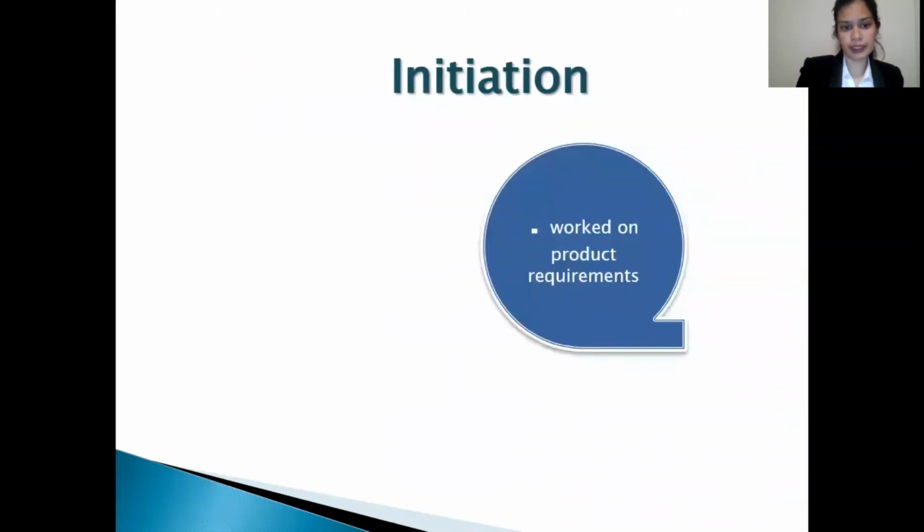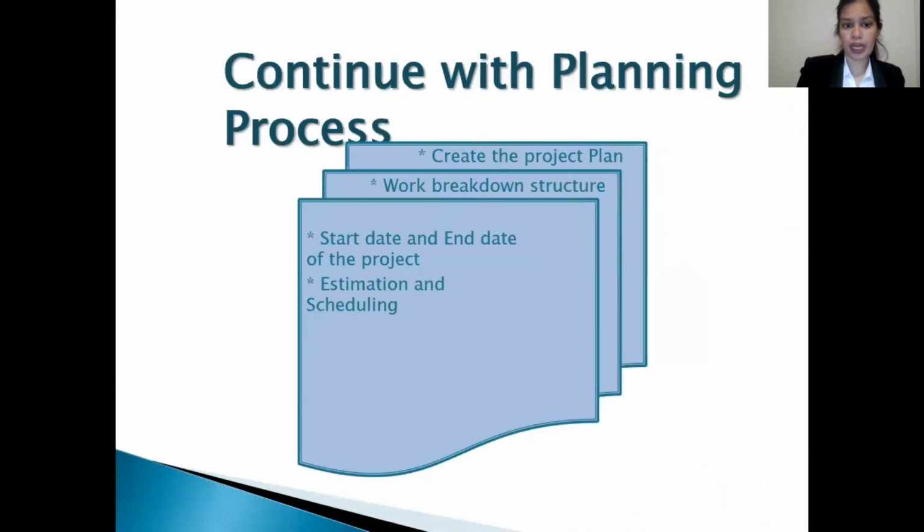Moving to the next slide, the first step was the initiation, in which the product requirements were understood and worked on. Now, continuing with the planning process, the next step of the project, the start date and end date of the project were finalized according to the course timeline, and the whole planning of the product was fixed in the Gantt chart. Work breakdown structure, estimating and scheduling were also included in this part.